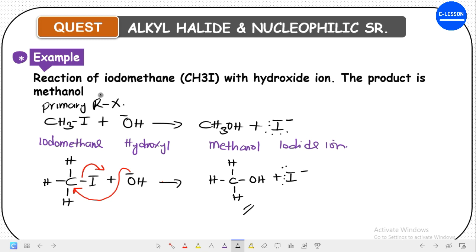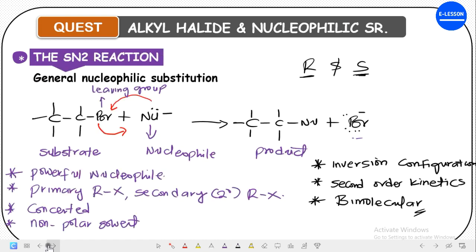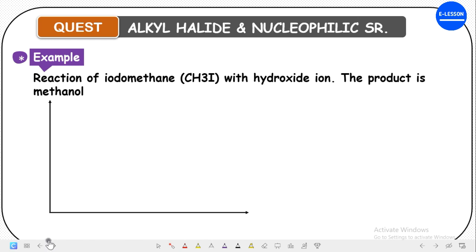All right. By now you should be able to distinguish between a primary alkyl halide and a secondary alkyl halide. All right. So that is for that. Now the next one we are going to look at is the energy diagram of the reaction. We are going to look at the energy diagram of the reaction.